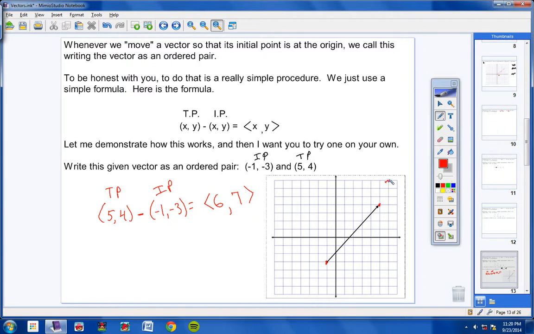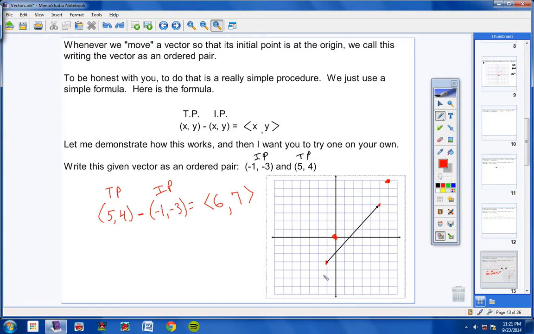So remember, the initial point is at the origin, okay? And the terminal point is right up here. Well, let's see if it worked. Let's grab this vector and let's move it. Look at that. Booyah, okay? Perfect.